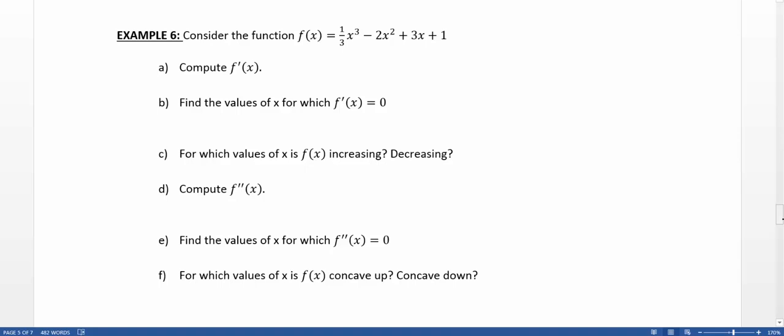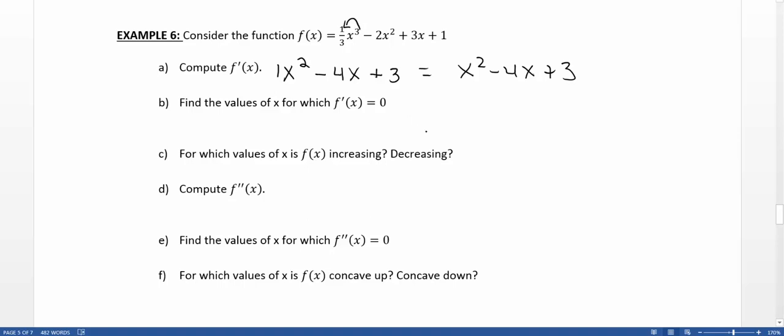So let's see how this all works out when we relate what we were doing before to what we know now. So first, let's compute the first derivative. So again, the 3 will come down to multiply the 1/3. That's going to give you 1x, and we subtract 1 from the power to give me x squared, minus 2 times 2 is 4x to the 1, plus the derivative of 3x is just 3, and the derivative of 1 is going to be 0 because 1 is a constant. So that means that my first derivative is x squared minus 4x plus 3.